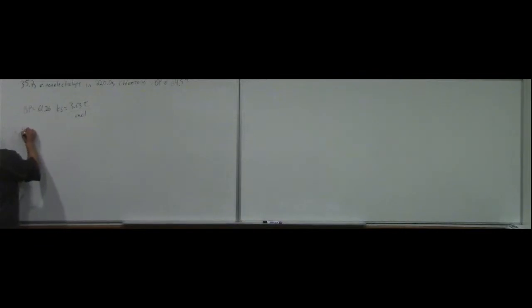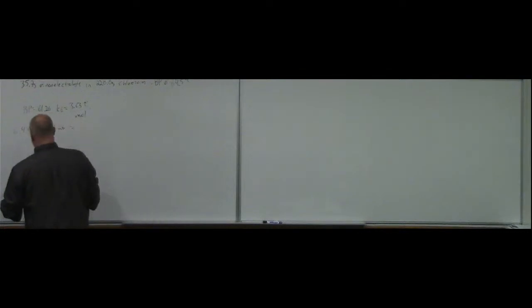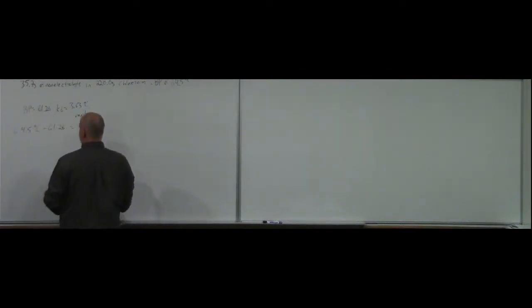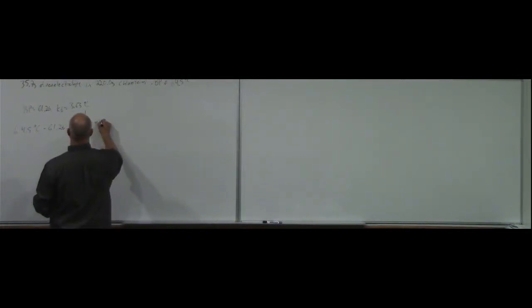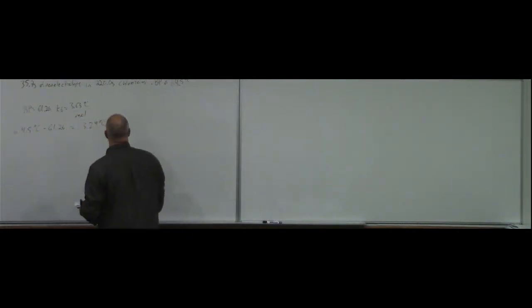So 64.5 degrees centigrade minus 61.26 degrees centigrade is going to give me my delta T. What is the answer there? It's 3.24. 3.24 degrees centigrade. Okay, good.